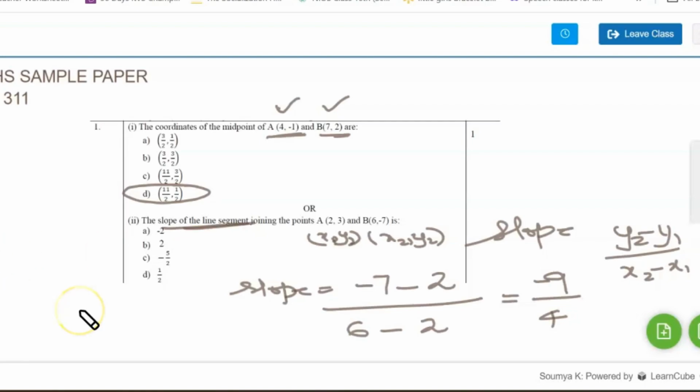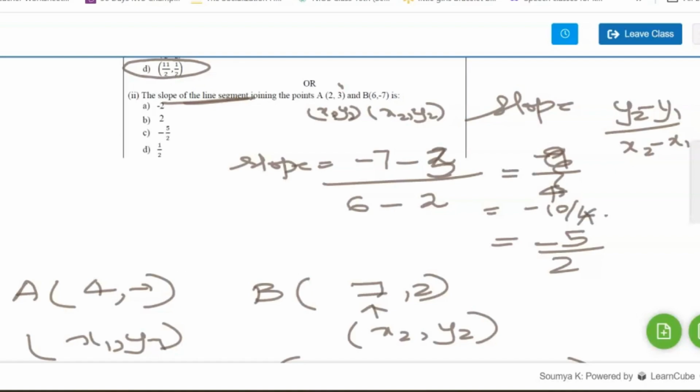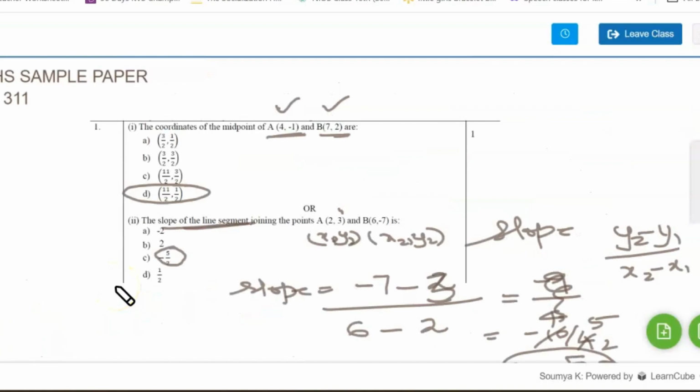An error has happened. See here, minus 7 and minus 3. It should be minus 3. This is y2. Okay, so the answer goes like minus 10 by 4. If you see in the options, the answer is not available because this is not the simplified form. So if you try to simplify this, you will get minus 5 by 2. By 2 you can cancel: 2 into 4 and 2 fives are 10. So minus 5 by 2 will be the final solution. Check the options. C option is matching. So hope you understood how to do this first question. You have two options. Any one question you can solve, and for that 1 mark is allotted.